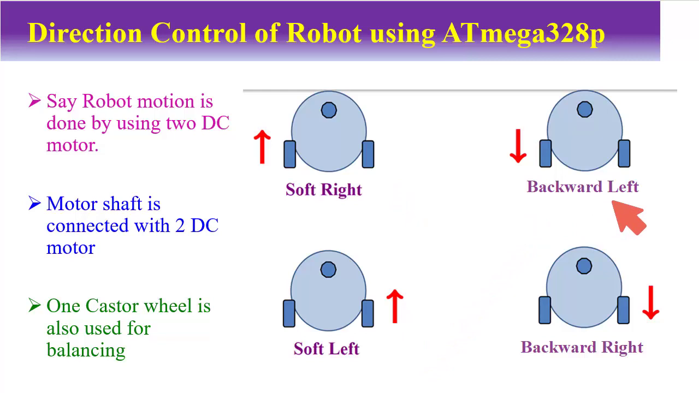There is another type of left movement. The right side motor is in stop condition and the left side motor has backward movement. So the whole robot system will move in the left direction, and the opposite of that will ultimately produce a rightward movement. So by combining different movements of these two left and right wheels, the robot movement can be controlled in any direction.